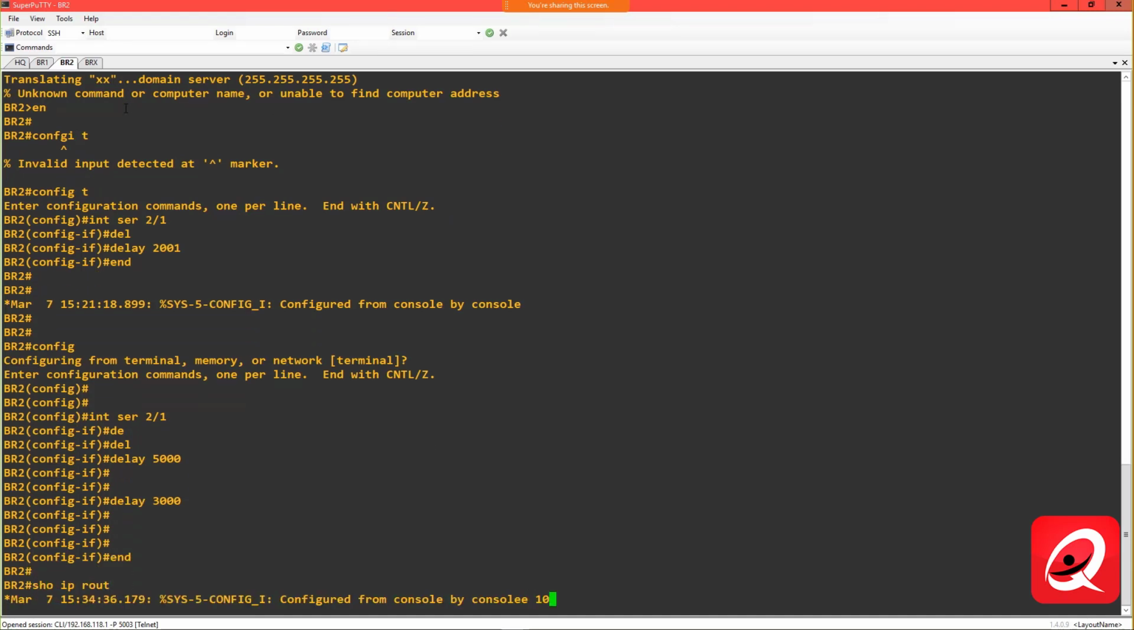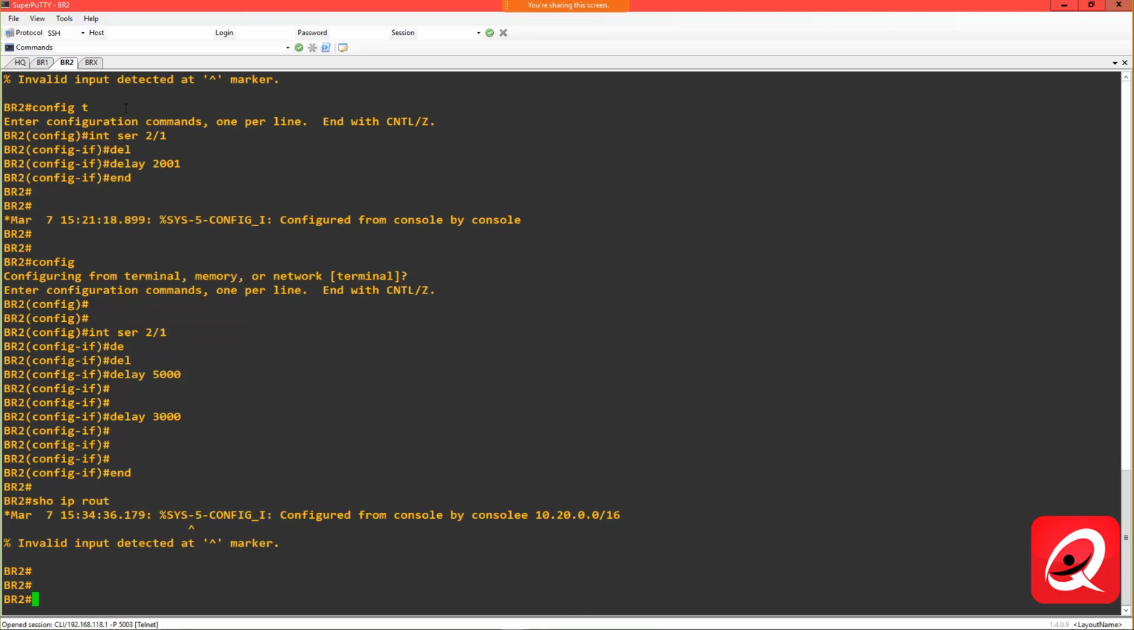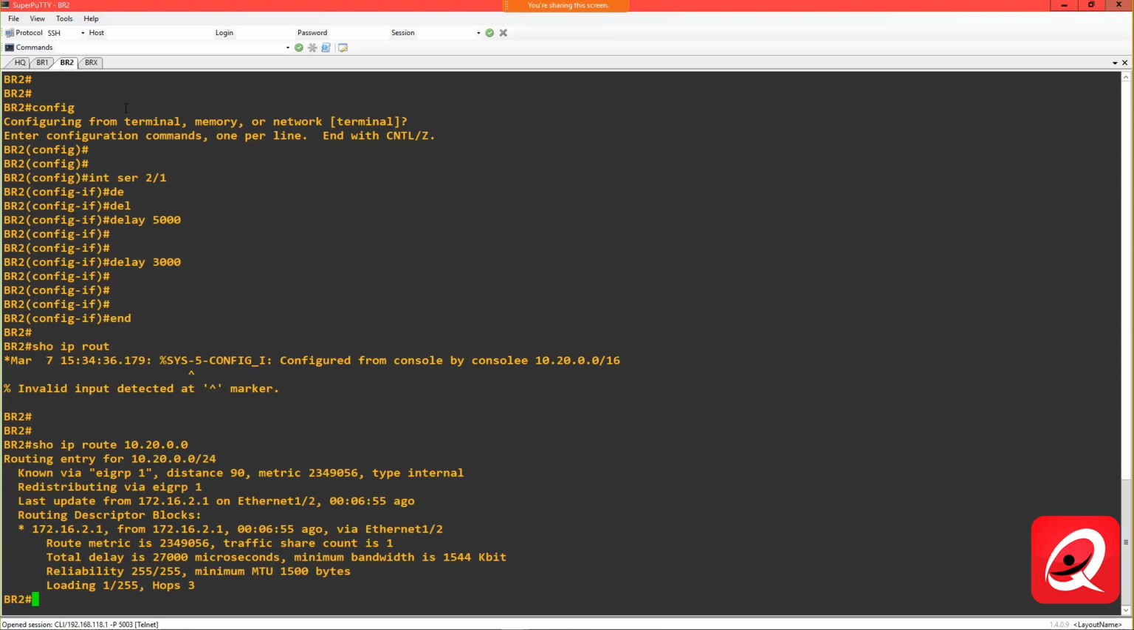Show ip route 10.20.0.0/16. Let's see here. Yeah, it's going out this Ethernet interface. So that's what's happening.